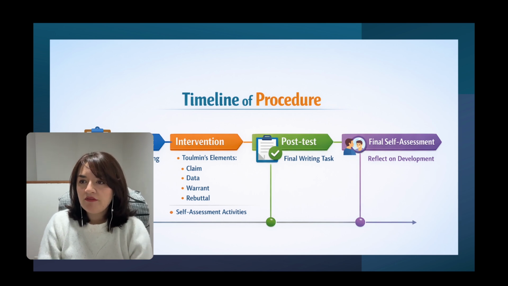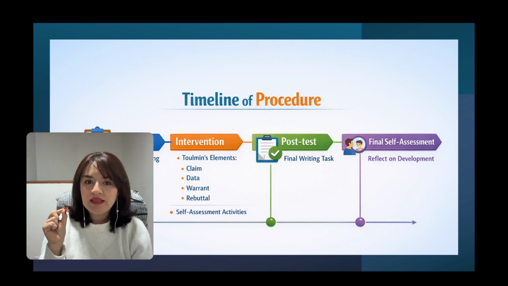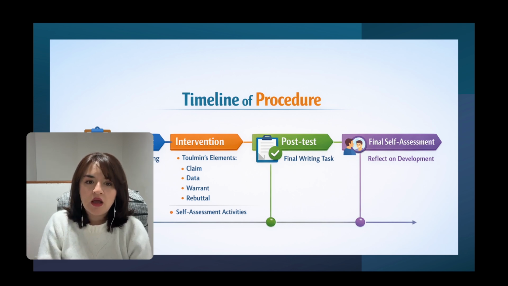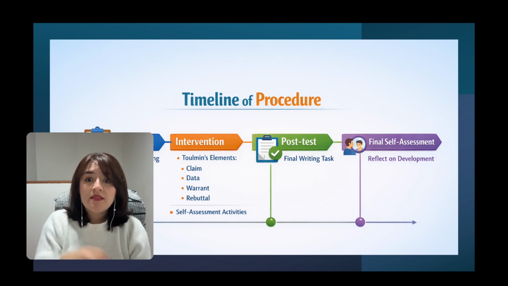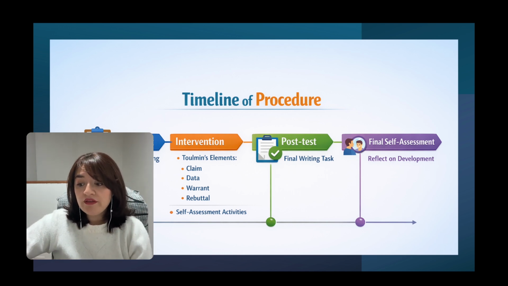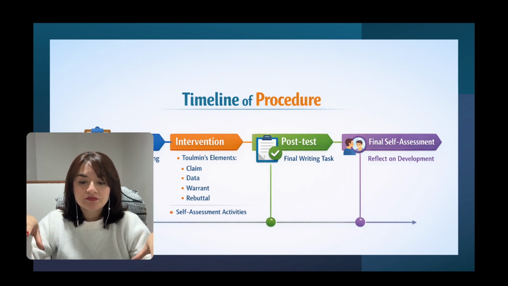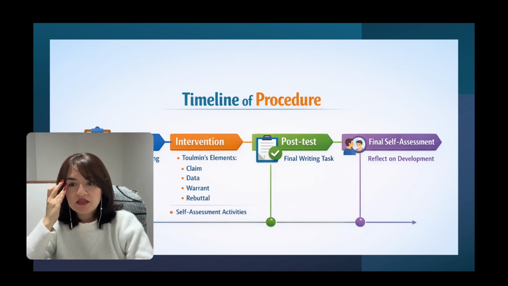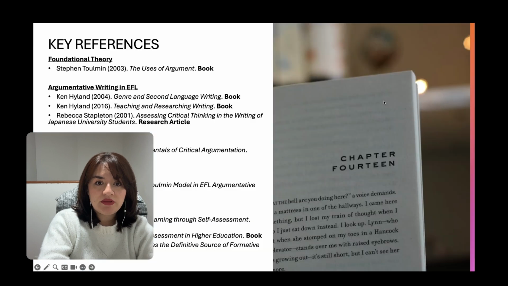The intervention is going to take from 6 to 8 lessons in which the Toulmin elements are going to be explained and practiced: the claim, the data, the warrant, and the rebuttal. And some mini tasks are going to be self-assessed in terms of each of the elements to double check if the students are understanding the elements or not. Then we have the post-test, which is the final writing task that will go also with a self-assessment checklist. Those are going to be the important moments, and the reflecting on the development that I'm going to have during the development of this implementation.